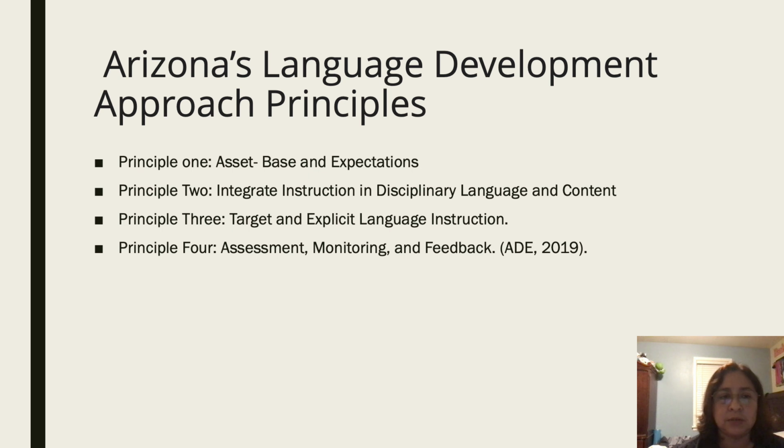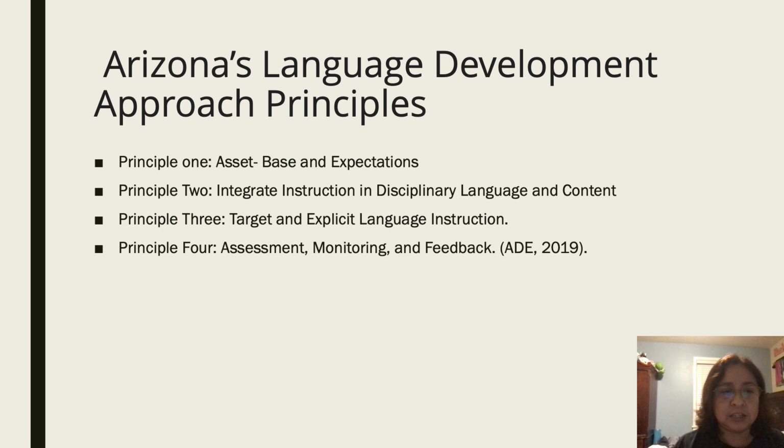Principle two is integrating instruction in disciplinary language and content. It's a combination of literacy with content, and then they do some differentiation on how they do the instruction. Principle three is targeted and explicit language instruction. It's intentional English instruction to support the kids that are learning English. They're going to use language proficiency standards with English standards to help teach the language, so it's really done with intention.